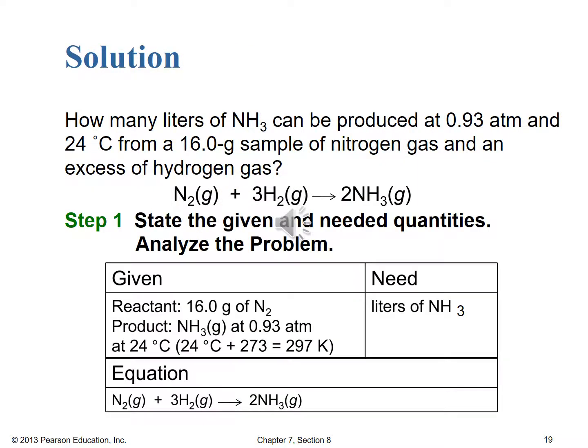All right, in step 1, of course, we're analyzing the problem as we always do. So we see that we're given 16.0 grams of nitrogen. That's going to be our limiting reactant because we're told we have excess hydrogen. We need to know how much product we can make at 0.93 atmospheres. So we're ultimately looking for the liters of NH3, and we're at 24 degrees Celsius, which we have to convert into Kelvin to find a 297 Kelvin temperature. Our balanced chemical equation is going to be very useful for figuring out how many moles of ammonia we can make from that many moles of nitrogen.